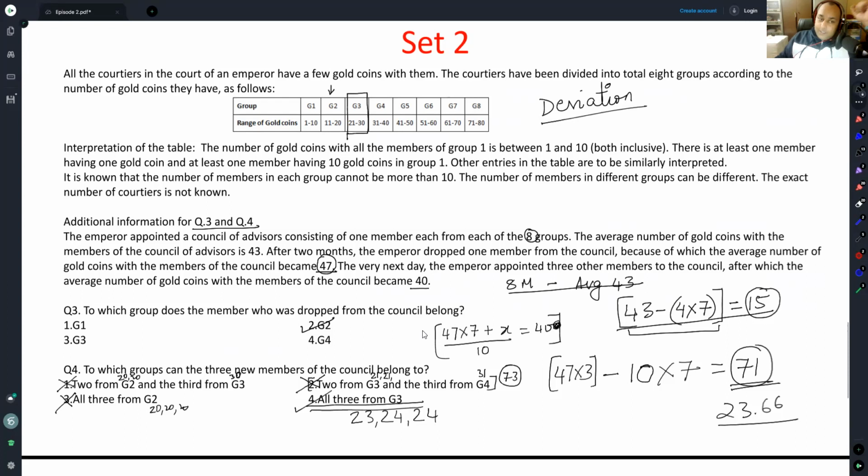The bigger clue present within the question that gives you the indication that you have to check options is the language of the question. To which group can the three new members of the council belong to? Whenever the question says can, it means there is no precise answer. You have to check every option individually, which if you would have done here, your life would have been simpler.